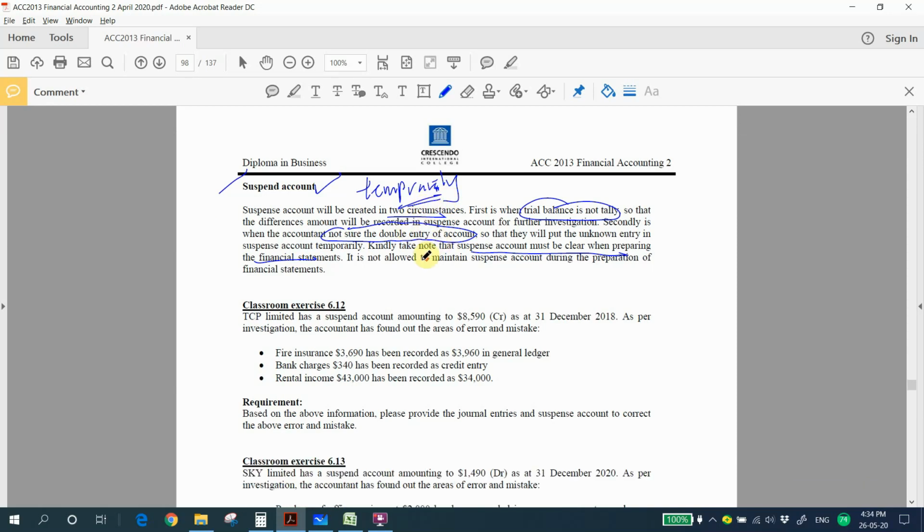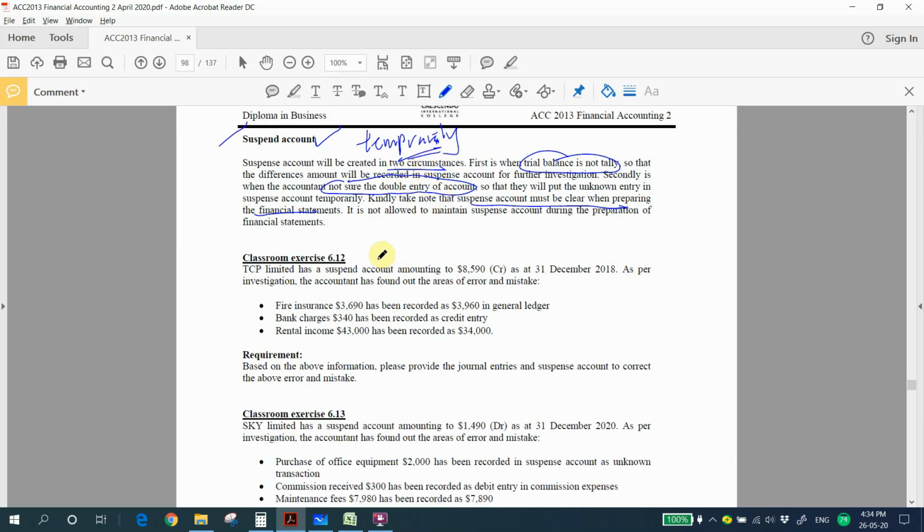So let's have a look at exercise 6.12. Classroom exercise 6.12. TCP Limited has a suspense account amounting to 8590 as at 31st December 2018. As per the investigation, the accountant has found out the errors and mistakes. So here are the mistakes or errors that the accountant found out. Based on the above information, please prepare the journal entry and suspense account to correct the above errors and mistakes.